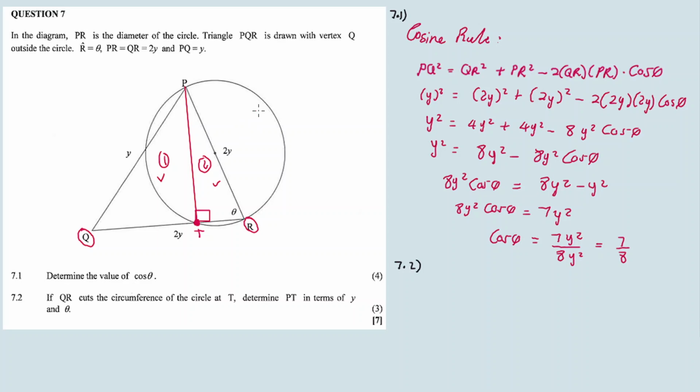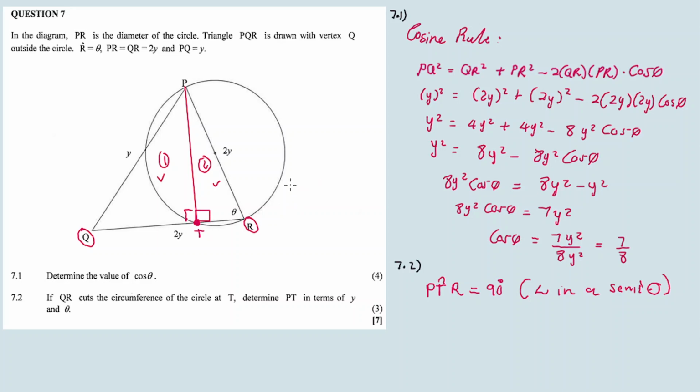So why is it 90 degrees here? It's because we have a line PR which is a diameter, and a diameter subtends an angle of 90 degrees. This 90 degrees is an angle in a semicircle. So angle PTR is equal to 90 degrees, angle in a semicircle.